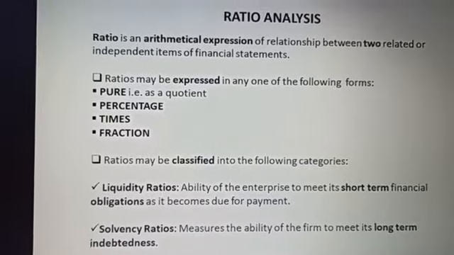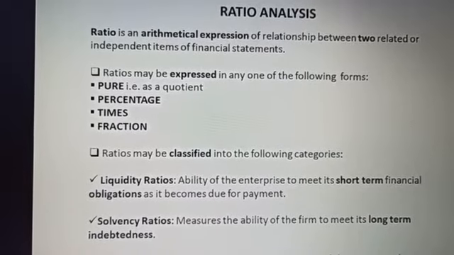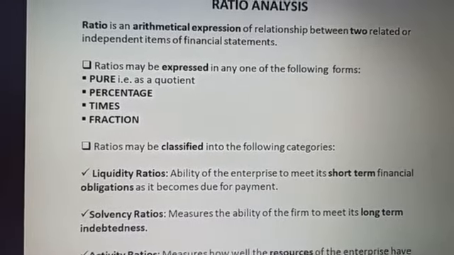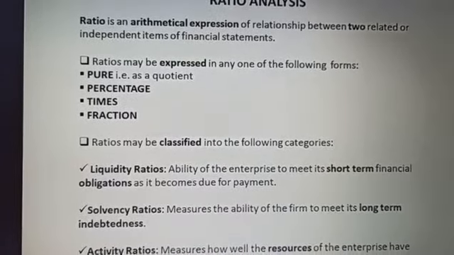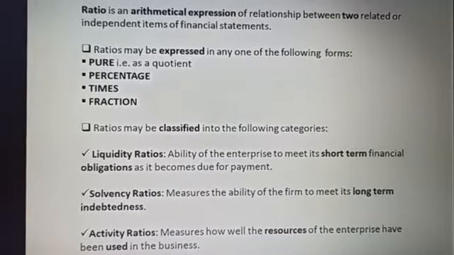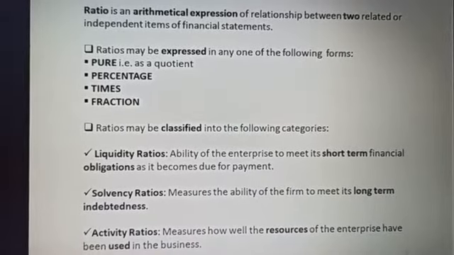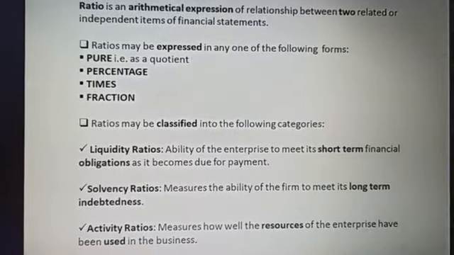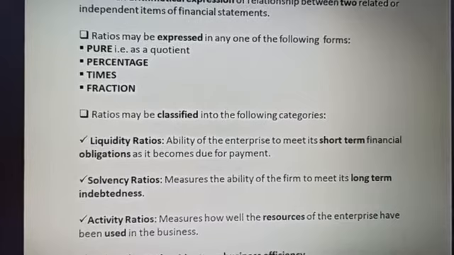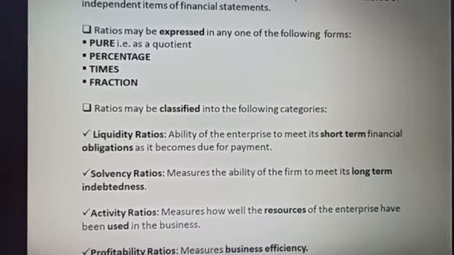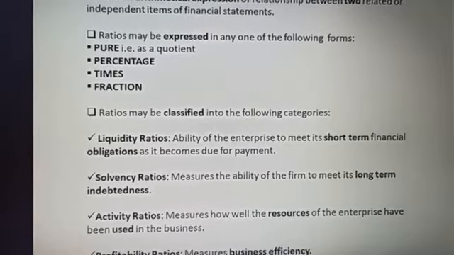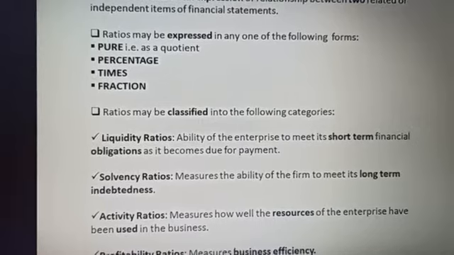Ratios may be classified into the following four categories. Number one, liquidity. It is the ability of an enterprise to meet its short-term financial obligations as it becomes due for payment. Number two, solvency. It measures the ability to meet long-term indebtedness. Number three, activity. It shows how well the resources of the enterprise have been used in the business. Number four, profitability, which measures business efficiency. Today, we are going to take up liquidity ratios.